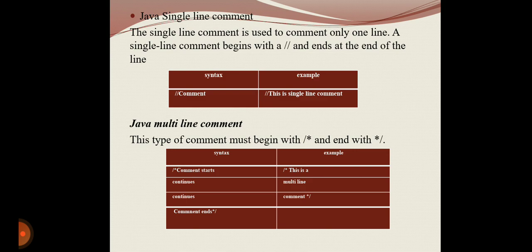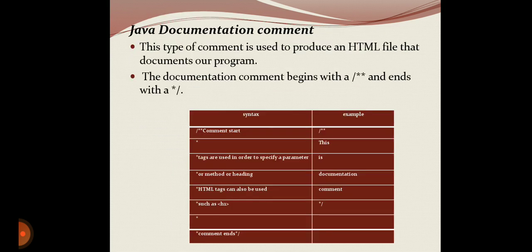Then the Java documentation comment. The Java documentation comment is used to produce the HTML file that documents our program. It begins with slash double star and ends with star slash. See the example they have given; HTML tags are used in this kind of comment lines. So we have seen 3 different types of comments: single line, multi-line and documentation comment.